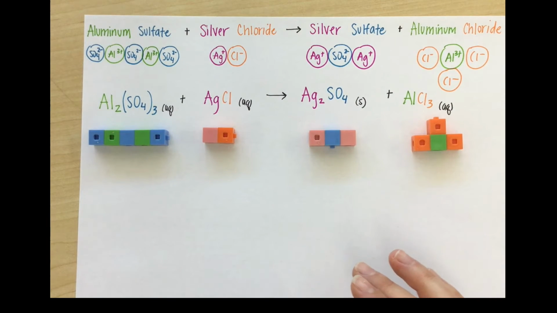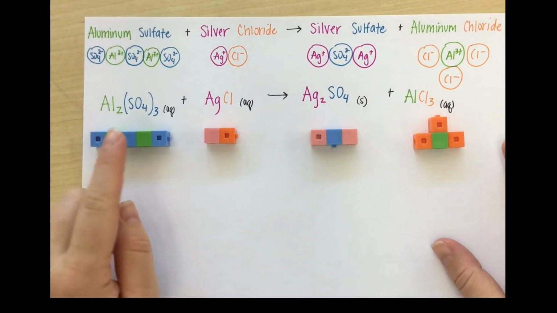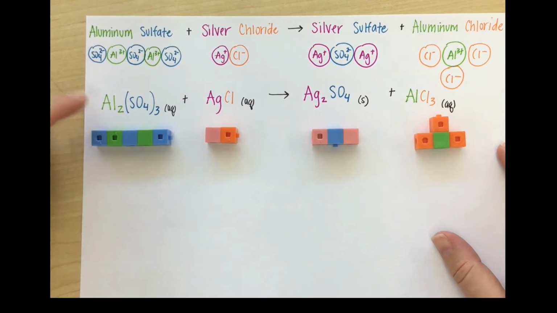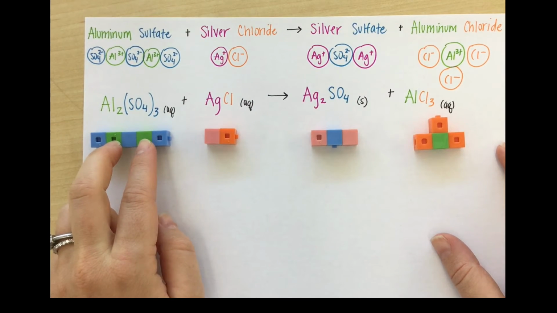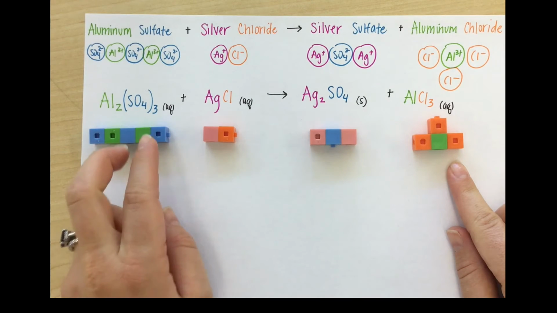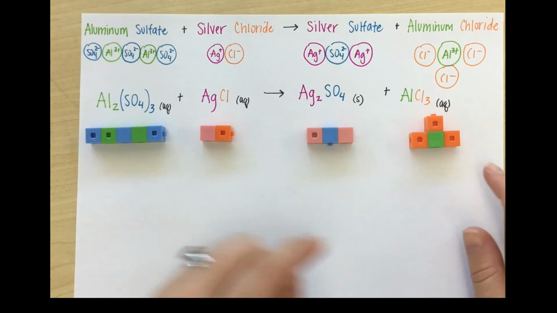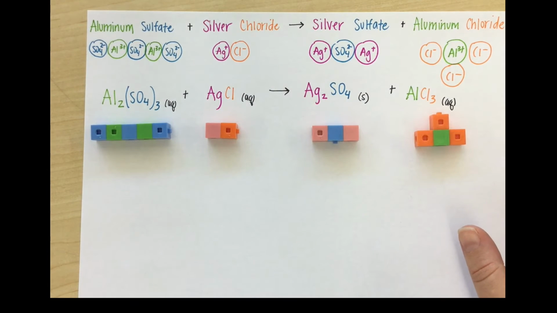So now we need to figure out how to make the 2 sides the same. I'm going to start with aluminum. That's over here. I have 2 aluminums, which means I need to have 2 aluminums on the product side, because if 2 aluminums go into the reaction, 2 aluminums must come out of the reaction. I am not able to just add an aluminum in.